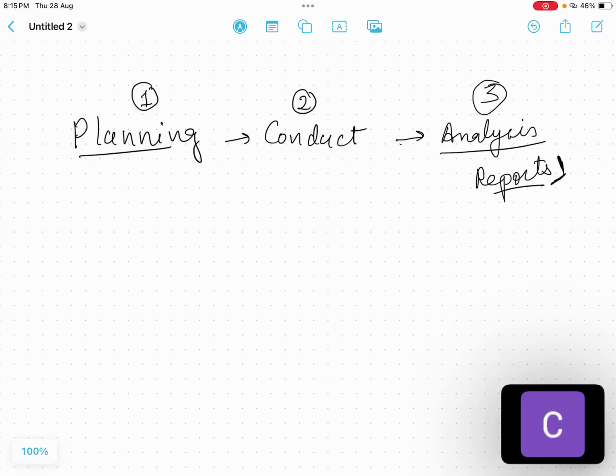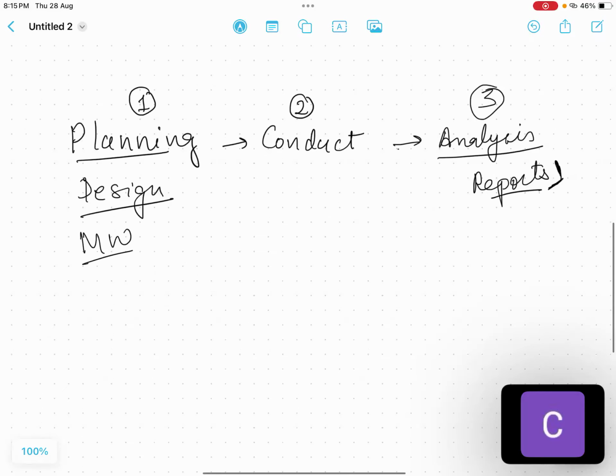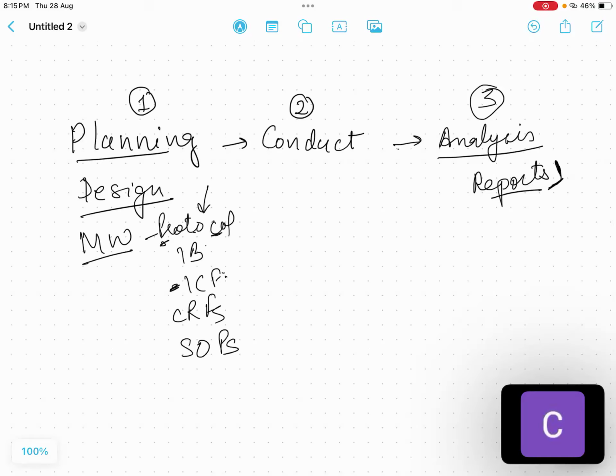So in planning, when you plan your trial, you basically design your trial. The medical writing team plays a big role here, because all the initial documents, the beginner documents, protocol, IB, ICF, are prepared together. IB works as the source for the protocol, and the protocol is the source for the ICF. Even your CRFs, SOPs, and other regulatory documents are all prepared here at the planning stage. So there is a lot of work for a medical writing team.